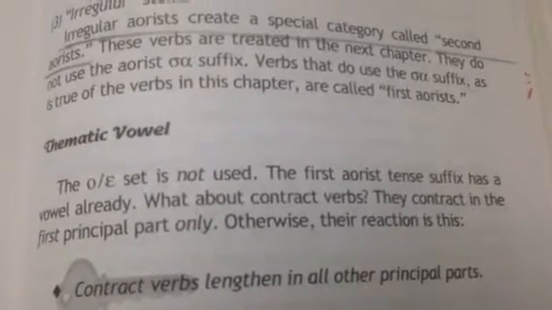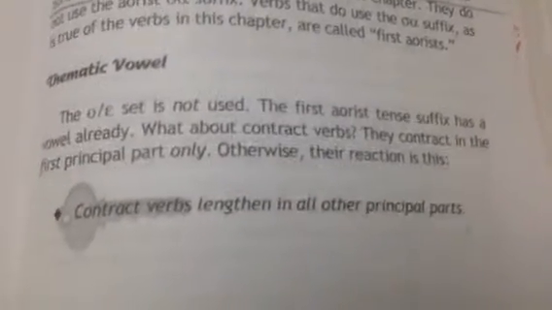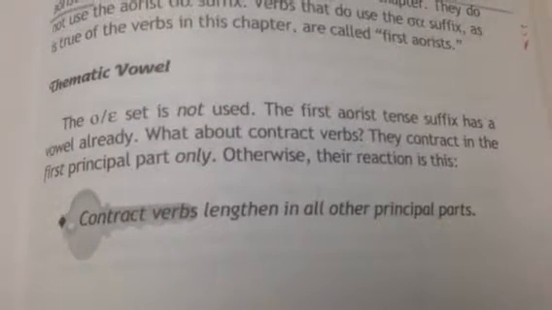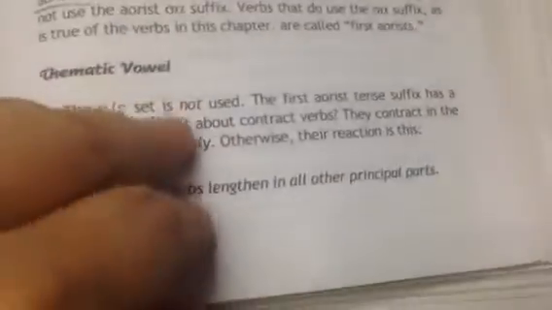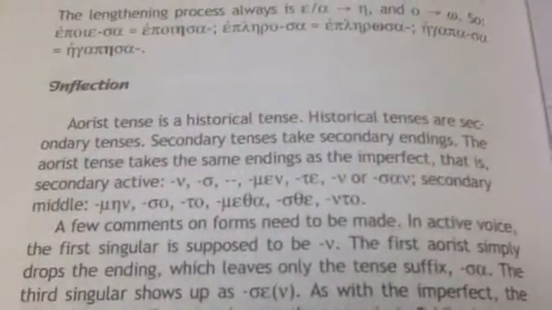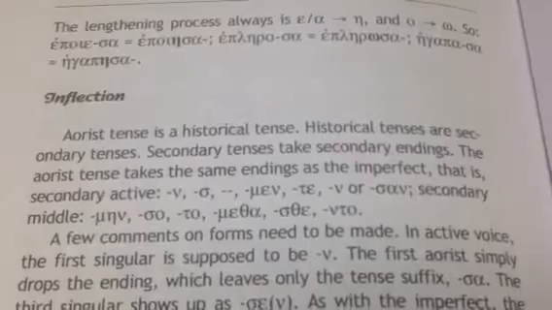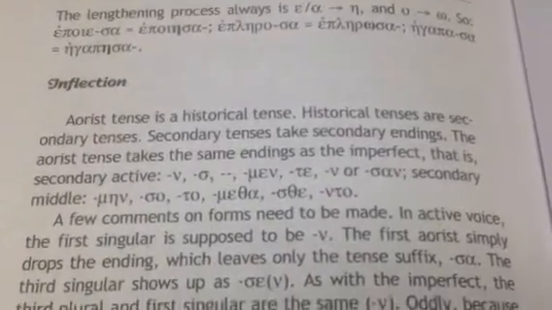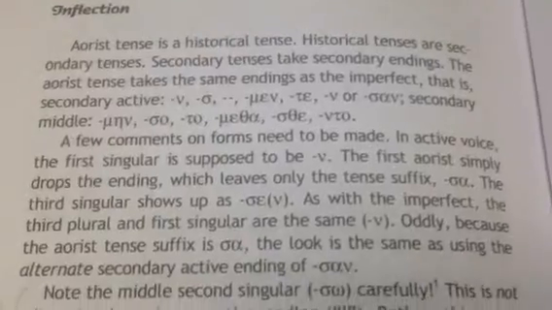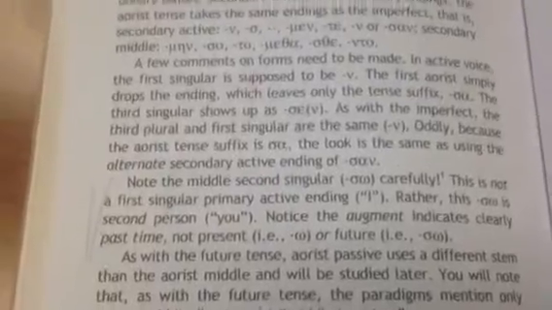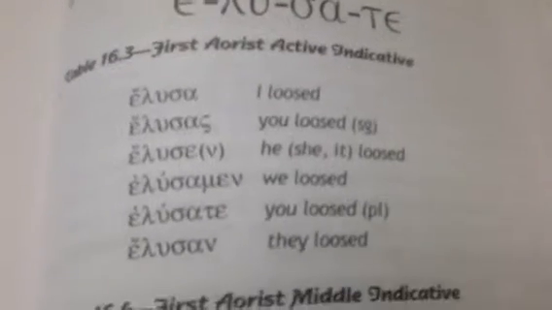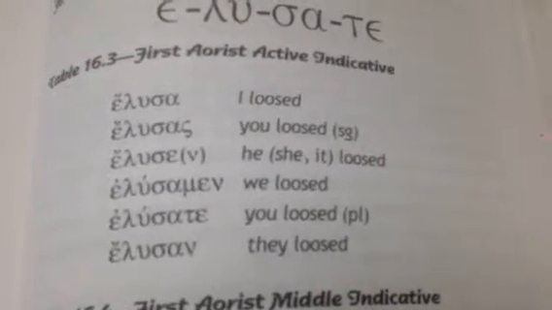No thematic vowel, because the alpha of the sigma alpha kind of takes over that role. We're still outside the principal part, so if you encounter contracted verbs, they will lengthen. Now, inflection, the aorist tense is an historical tense, so that will play a role in our translation endeavors. In general, we will use the secondary endings, and that's important because we both know the tense and must be warned about some peculiarities there.